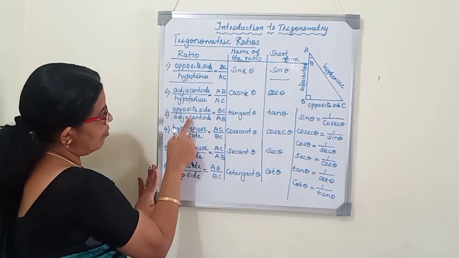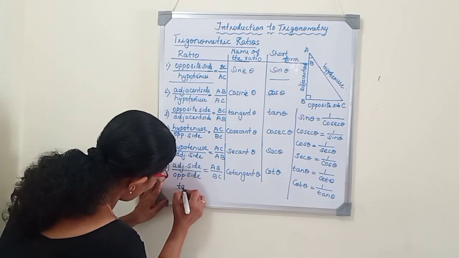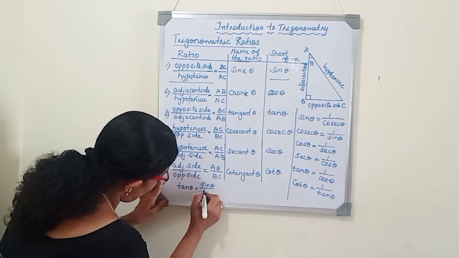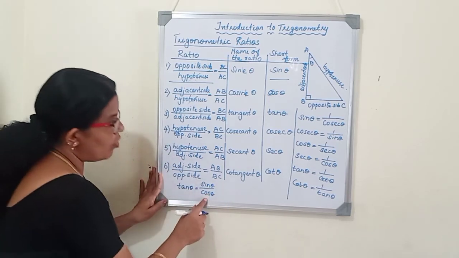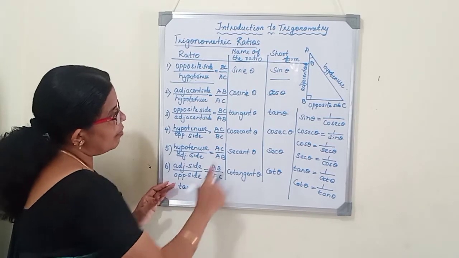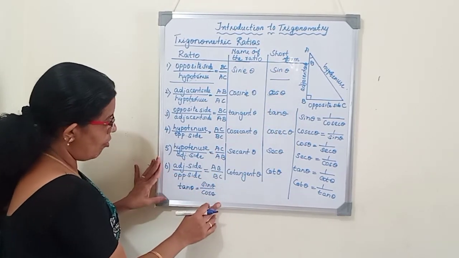What is opposite side by adjacent side? That is tan theta. So the new formula for tan theta is sin theta by cos theta. Sin theta by cos theta can be written as tan theta, or tan theta can be written as sin theta by cos theta. One more formula.